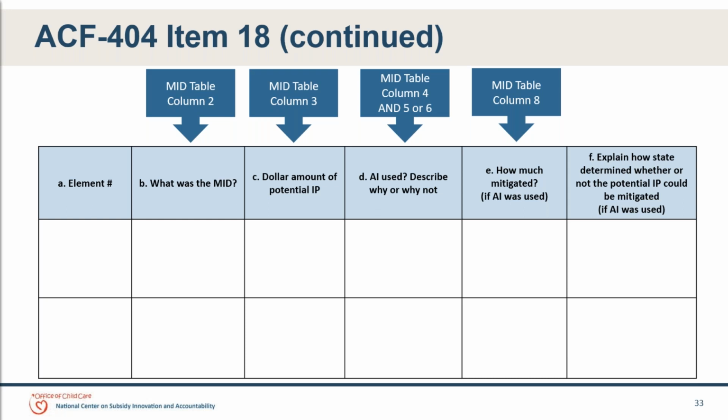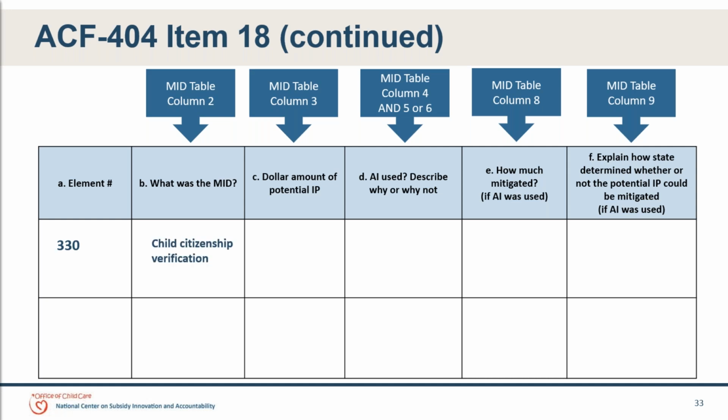Column E, the amount mitigated, corresponds to column 8 of the MID table. How much was mitigated? And then column F corresponds to column 9. So that's where you explain how you determined whether or not the potential improper payment could be mitigated. So for example, pretend that one of your record review worksheets had a potential improper payment error caused by MID in element 330. So you're going to take that MID table and just bring all that information over into here. The error was in 330.